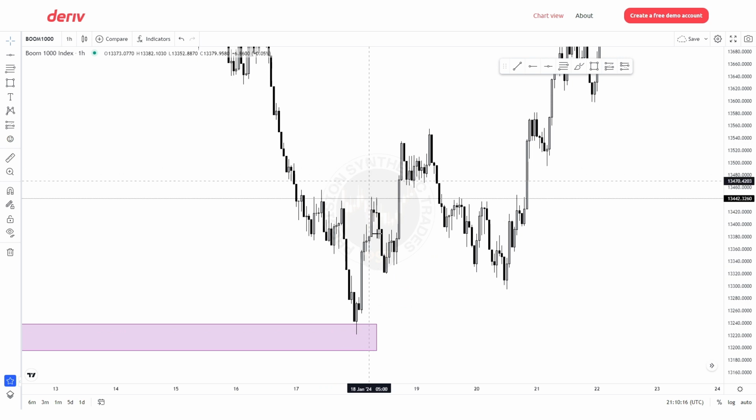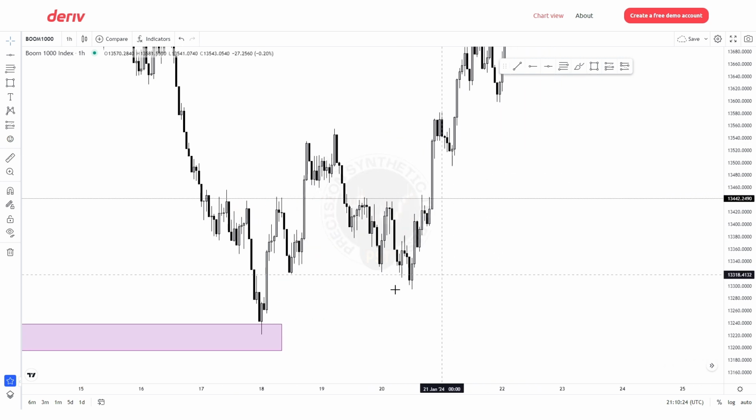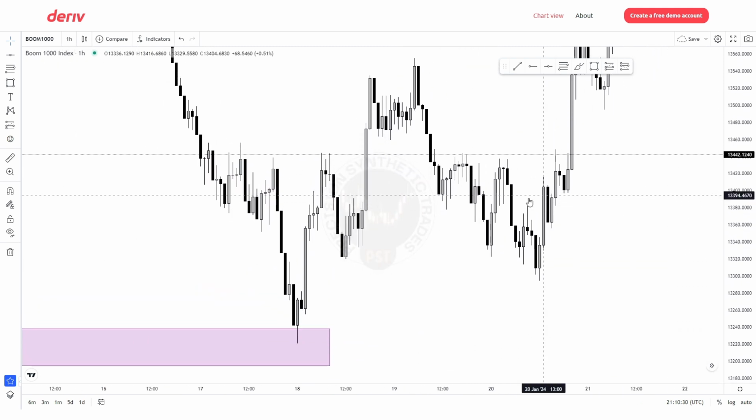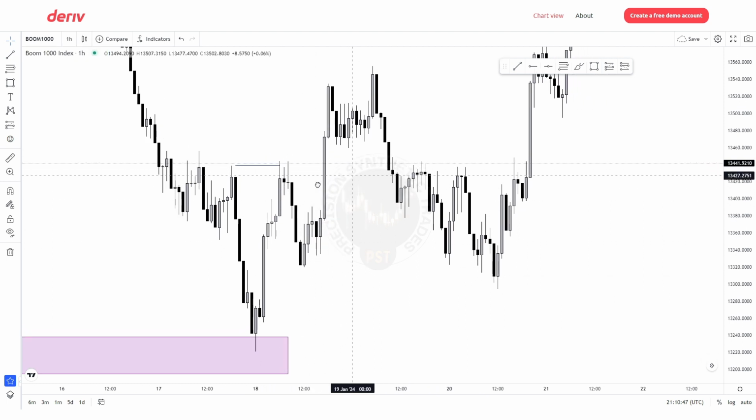Don't get FOMO if you see, oh, the market is moving, I'm too late for the trade. You enter your buy here and then you get stopped out. Wait for this move to happen. If I only look at this piece of price action, what's happening here? We reacted from our fair value gap. We broke this high. So that's a market structure shift.